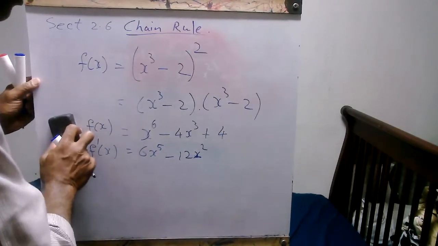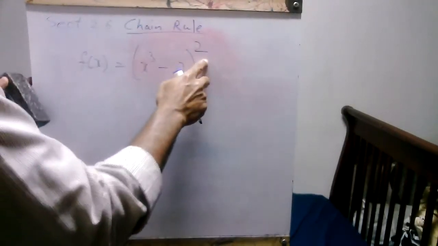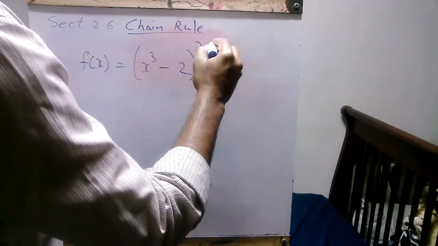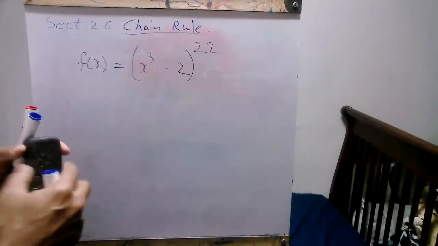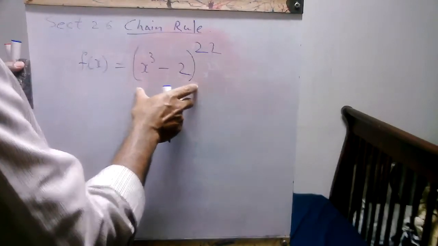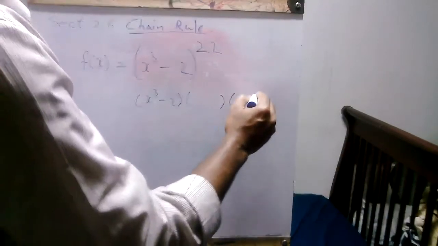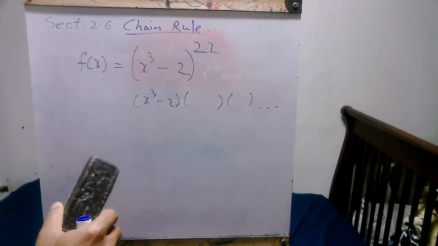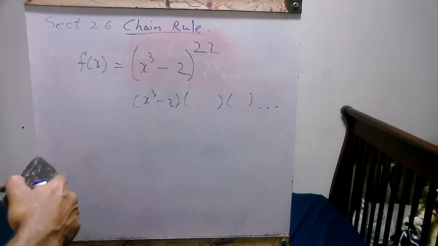Now this is where we need the chain rule. Instead of the second power, if we have a big number as the power, say 22 or 25, or whatever higher power, then what are you going to do? Are you going to write this as x cubed minus 2, x cubed minus 2, x cubed minus 2, 22 times and distribute? It will take forever, right? It's more or less impossible to do it that way.